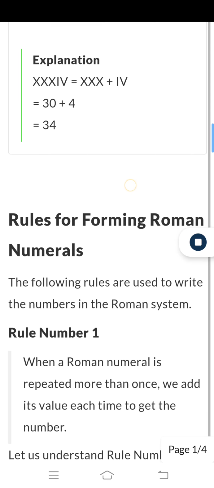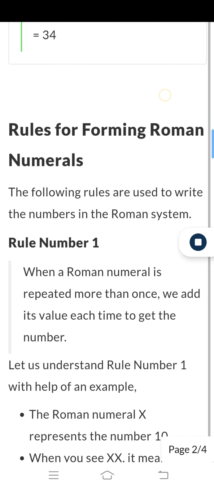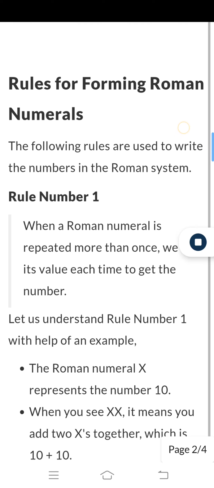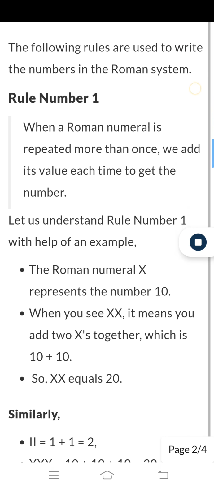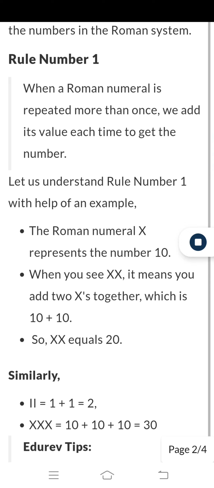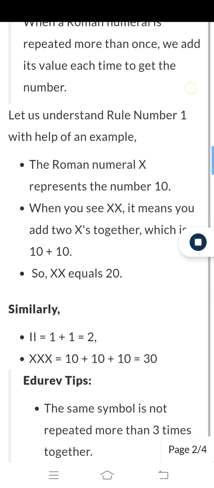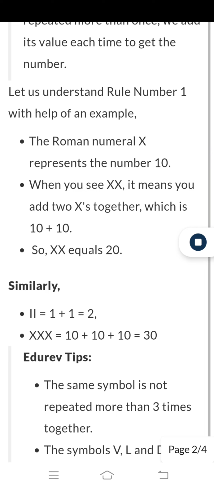Rules for forming Roman numerals. The following rules are used to write the numbers in the Roman system. Rule number 1. When a Roman numeral is repeated more than once, we add its value each time to get the number. Let us understand rule number 1 with the help of an example.